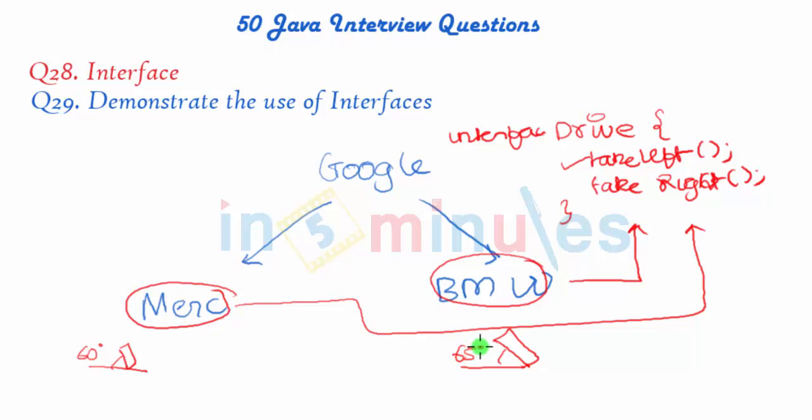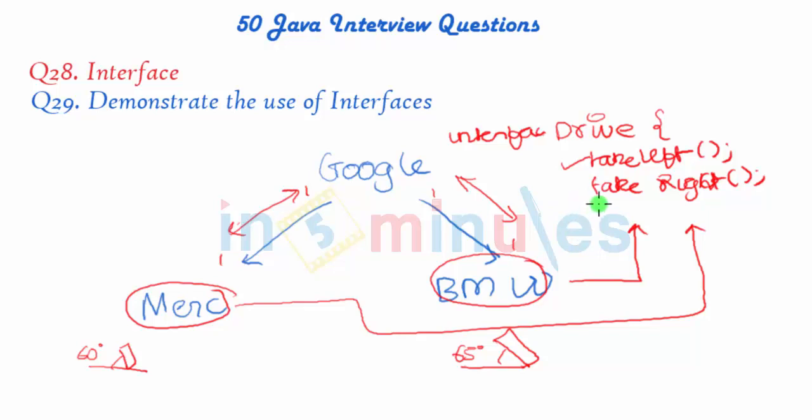So when I say that you want to demonstrate the use of interfaces, you clearly suggest that it is a contractual agreement between two parties. In this case, the two parties are either Google and Mercedes or Google and BMW. So these two are the two parties involved in the contractual agreement. Anything and everything that Google will release, Mercedes and BMW will have to respect that, and they have to provide their own personal implementations. So suppose tomorrow this drive interface is updated to add a new functionality, let's say stop.